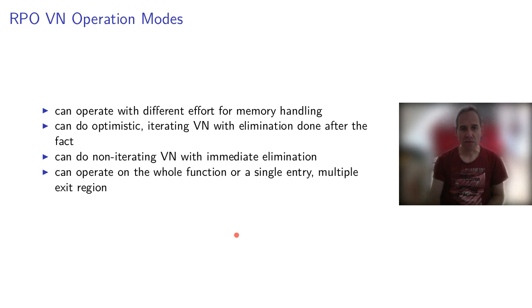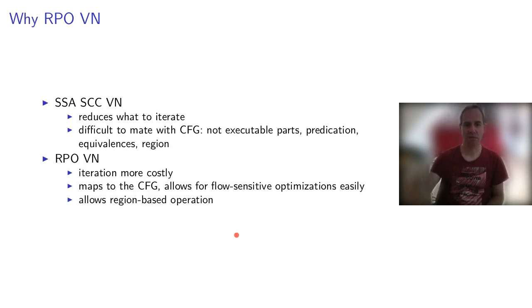Let me check if I have the... No, I don't have the graph here. So basically, the SSA graph has edges from the use of a variable to the definition. And you can basically form a graph out of this whole thing. And the idea is that if you look at the SSA graph, then you can find cycles in that. And the cycles you have to iterate during value numbering.